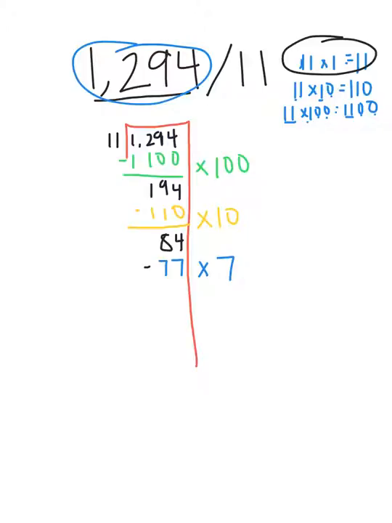Again, we subtract. 4 minus 7, we need to regroup. So we're going to take from the tens place and make that a 7, and then we'll change our ones place to a 14. 14 minus 7 equals 7. 7 minus 7 equals 0. So we have 7 left. Is there anything we can multiply 11 by to get to 7?